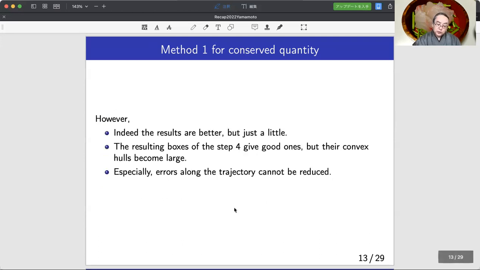However, it is no good. Indeed, the results are better, but just a little. The resulting boxes of step 4 give good runs, but their convex hulls become large. Especially, errors along the trajectory cannot be reduced.